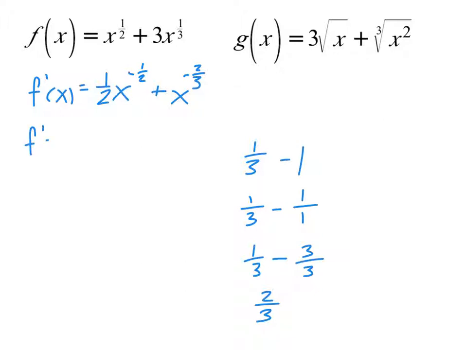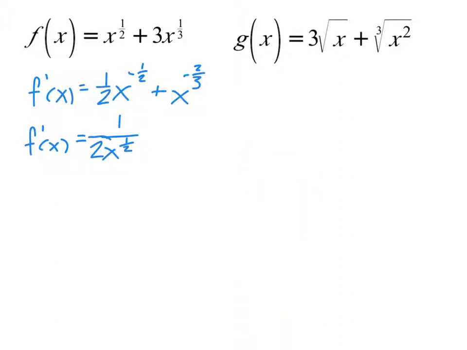So f prime of x is going to equal, I'm going to start by just dealing with the negative exponents. So the negative exponents move those pieces into the bottom. So for this first one, it's going to be over x to the 1/2. Now the 1/2 that was out front, that becomes a 1 on the top and a 2 on the bottom. So it's 1 over 2 times x to the 1/2. All right, then for the next part, we still have our plus, and this is going to be 1 over x to the 2/3. Again, the negative exponents just moving them into the bottom.